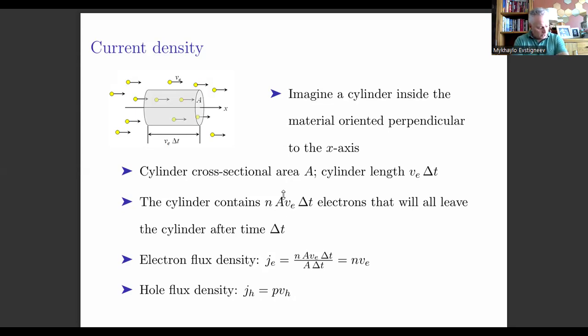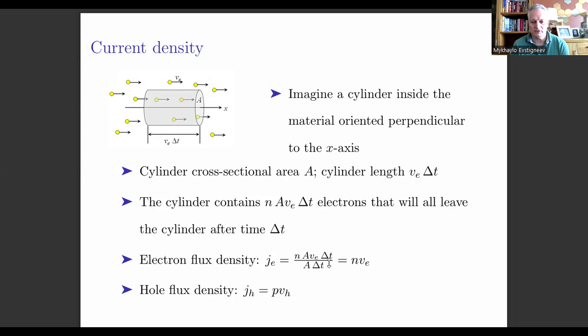And now, in order to get the electron flux density, we need to divide the number of electrons that cross the base A of the cylinder in time delta T by the base area A and by the time delta T, because again, the flux density of particles is how many particles cross a unit area, hence you need to divide by the area, per unit time, hence you need to divide by the time delta T. And once you do this, of course, the area and area cancel out, the time delta T and time delta T cancel out in the numerator and in the denominator, so you get a very simple expression for the electron flux density.